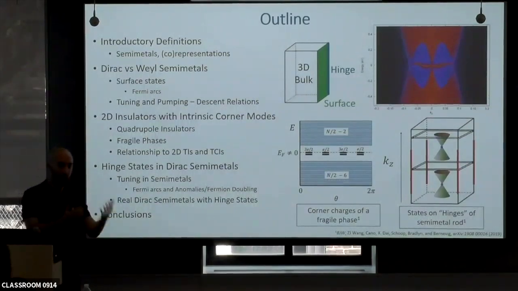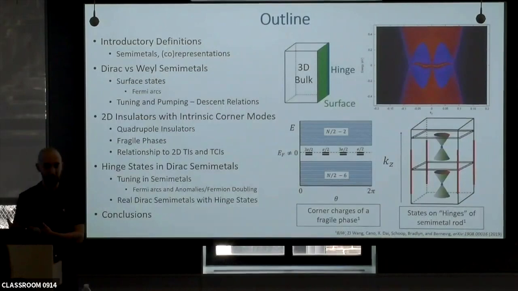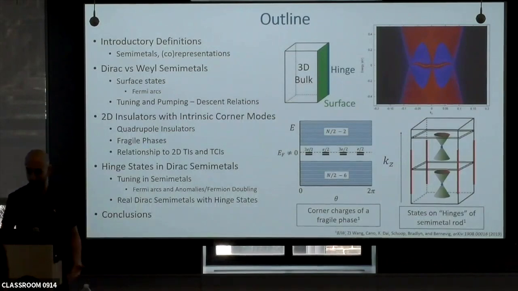And I'm going to use that to motivate a discussion that's a little bit technical compared to the other stuff that's more materials-based: 2D phases with intrinsic corner modes, and how you can go between things like insulators with quantized quadrupole moments to what's called fragile topological insulators, as Eslam talked about, and how they relate to more familiar things such as 2D topological insulators and crystalline insulators. And using that, I'm going to build back up to 3D and show how you can find semimetals that have hinge states, including some very common and recognizable semimetals.